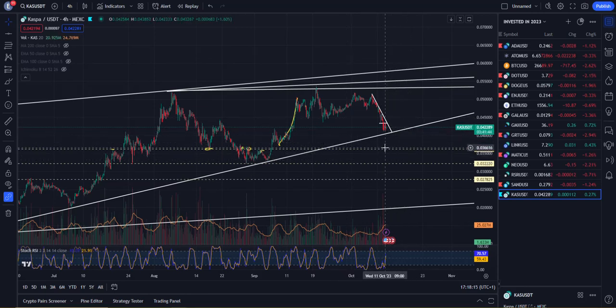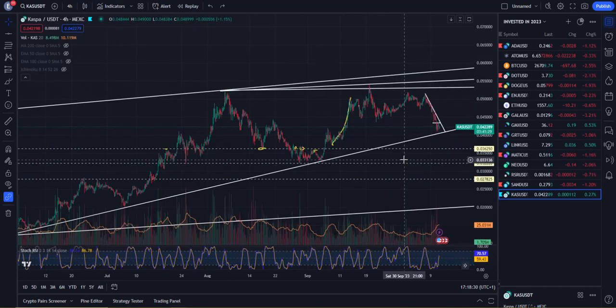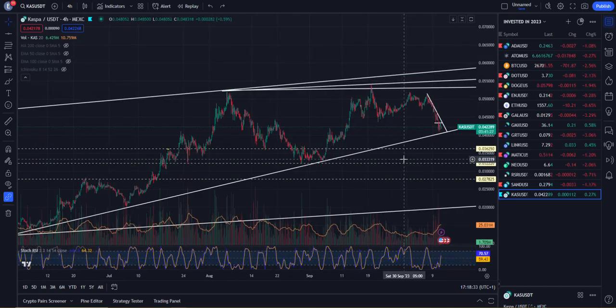But the main rule I'm trying to get over in this very first one is, if this breaks below, I'm selling, and I'm waiting to see what happens here. I'm just going to take it day by day. So let's get rid of all these.